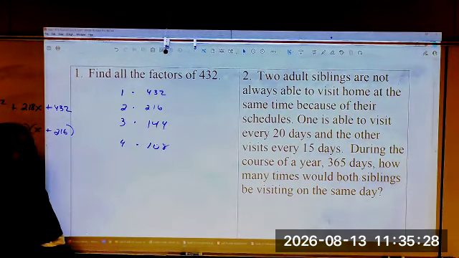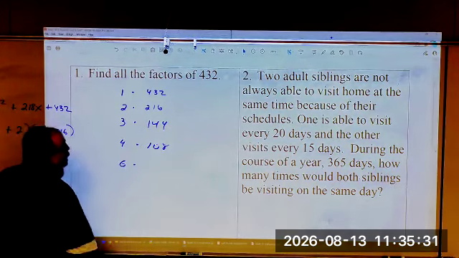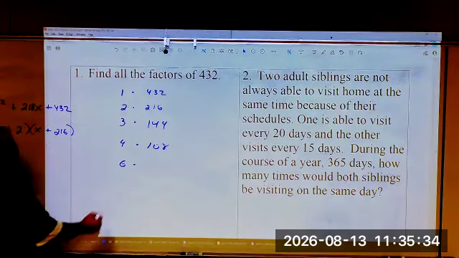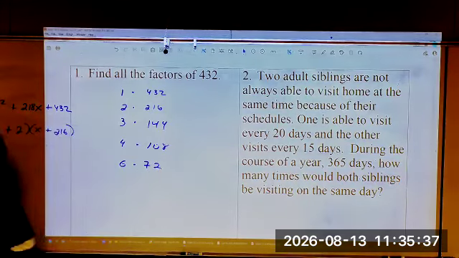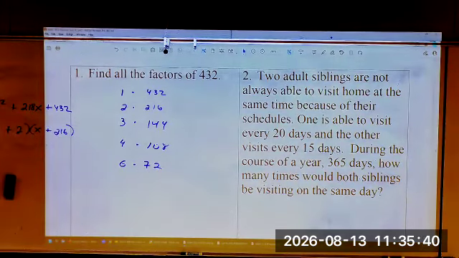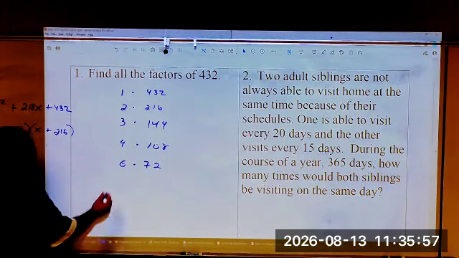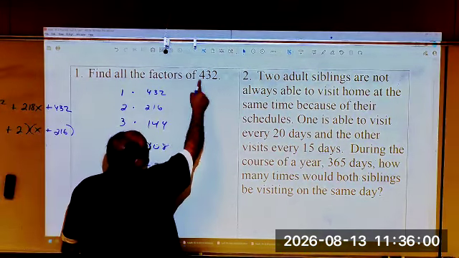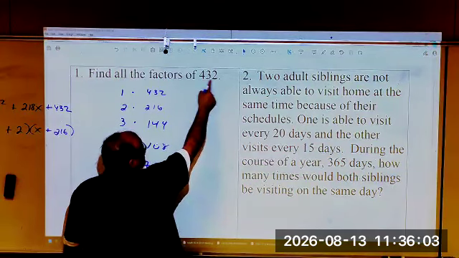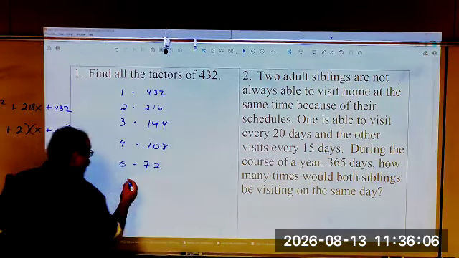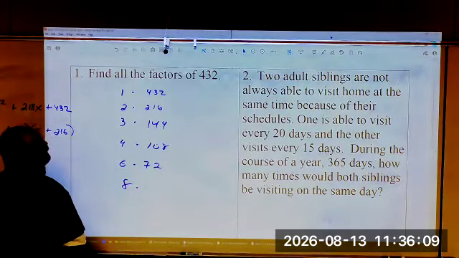5 doesn't go. 6 is going to work, and that's going to be 6 times 72. 7, I didn't give you a rule for 7 because the rule for 7 is a little complicated. When we get to the rules of division, I'll show you the rule for 7. We see 8. Well, 432, the only way to test it is the last 3 digits. There's only 3 digits. 8 times, that's going to be 54.